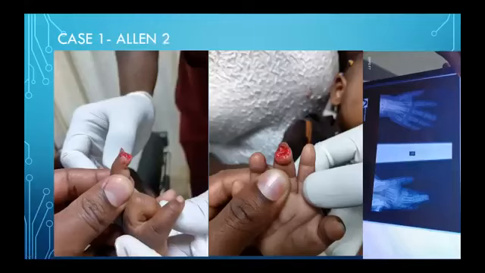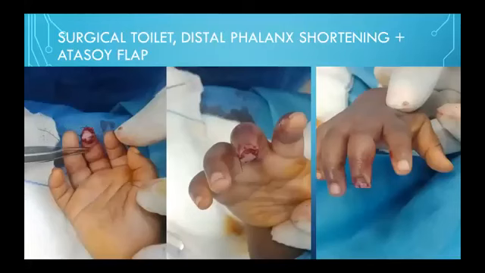What we did is we took the child to theater and did surgical toilet, distal phalanx shortening, and an artery flap. And you can see the tissue has been advanced and is covering the fingertip with the defects. Initially we doubted whether this would survive, because if you look at the skin of the flap, it looks a bit dark compared to the skin of the rest of the finger.